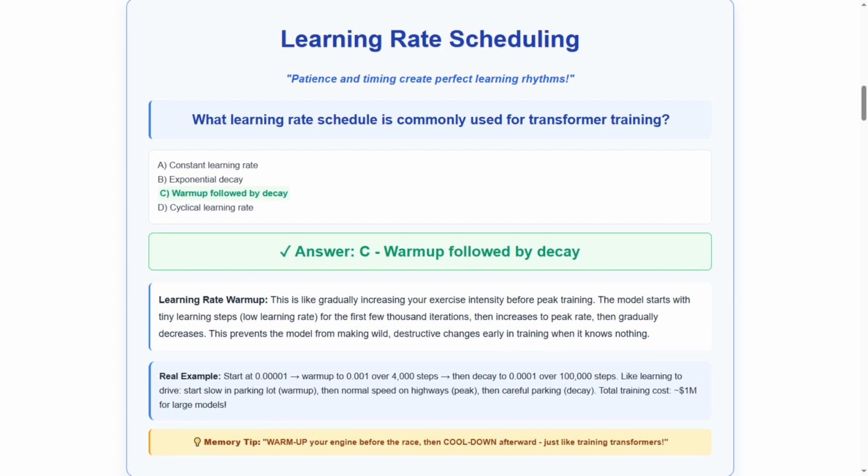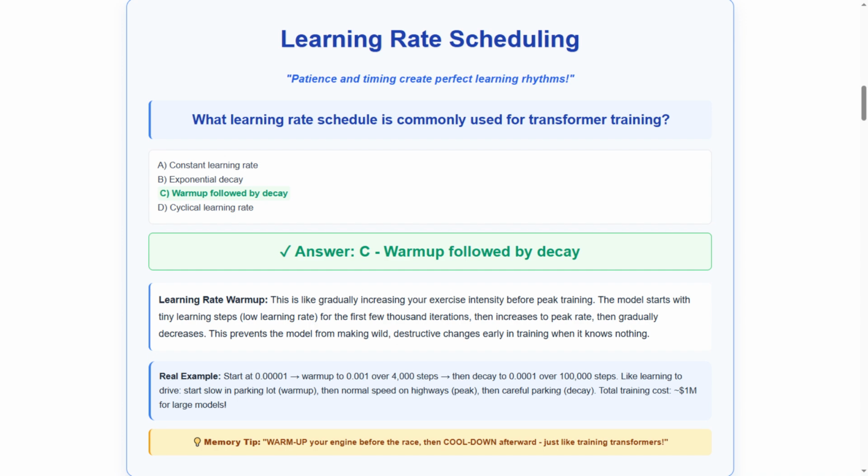What learning rate schedule is commonly used for transformer training? A. Constant learning rate. B. Exponential decay. C. Warmup followed by decay. Or D. Cyclical learning rate. The answer is C. Warmup followed by decay.